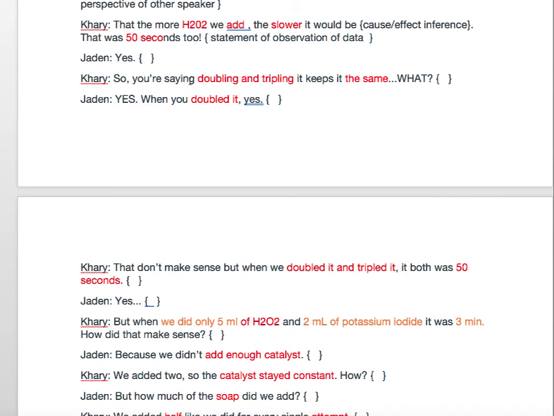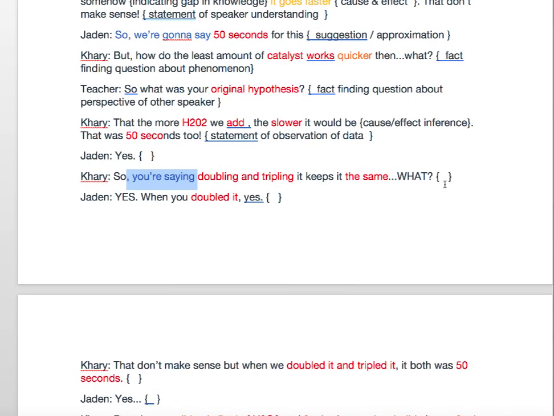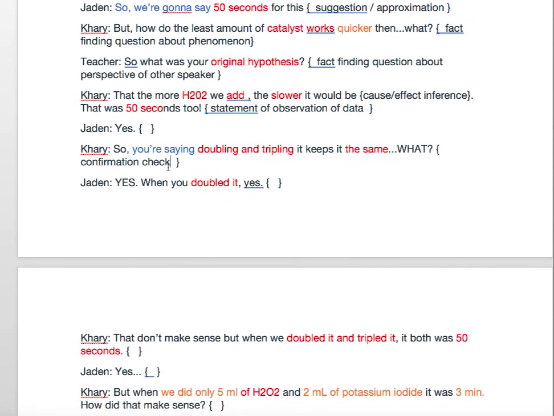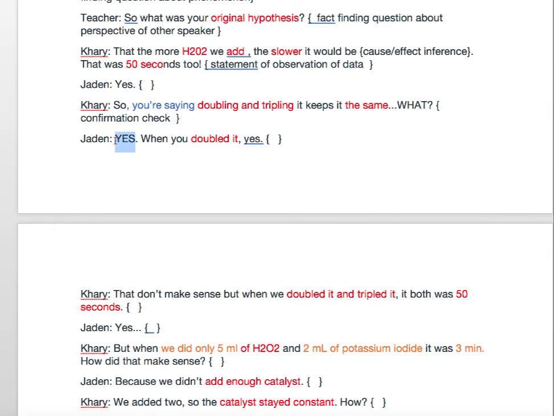All right, and then we've got phrases like, so you're saying, all right, that kind of go back to, this is kind of a form of a confirmation check. All right. And then we have the confirmation right here. And then a statement of contingency. So here was the confirmation. And then here's a statement of cause and effect going on.